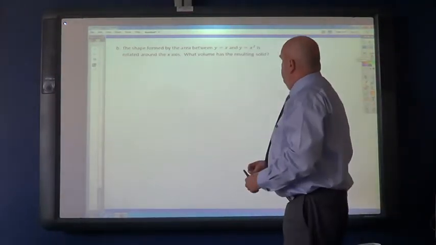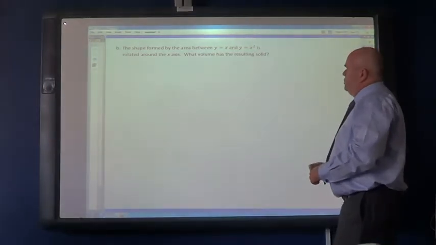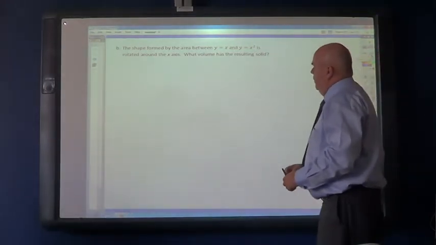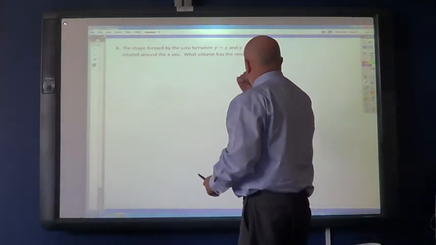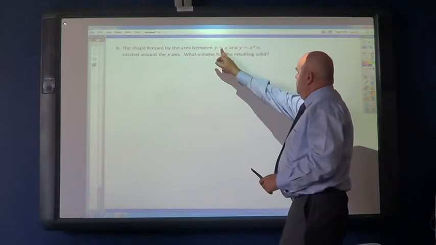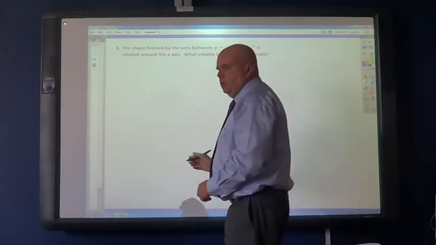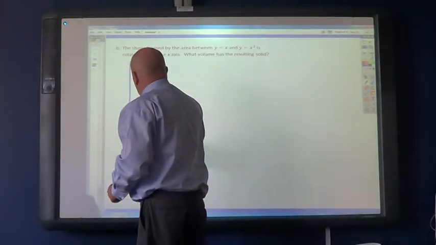The shape formed by the area between y equals x and y equals x squared is rotated around the x-axis. What volume has the resulting solid? So we need to know something about what the straight line and curve look like. Fortunately, they're reasonably routine.